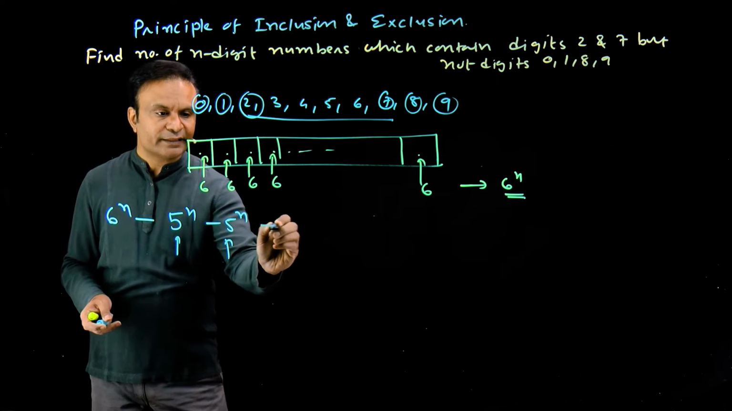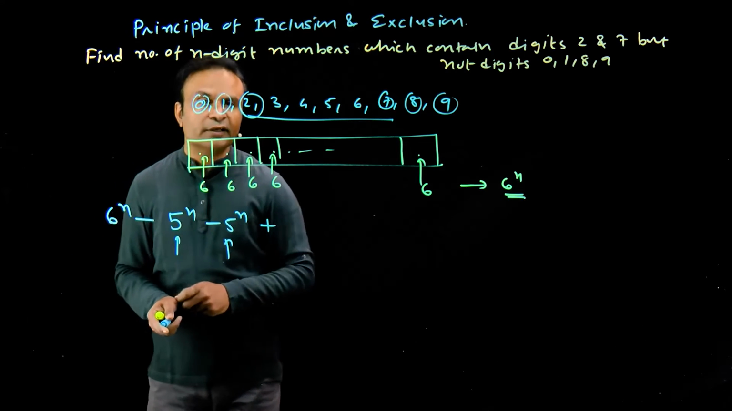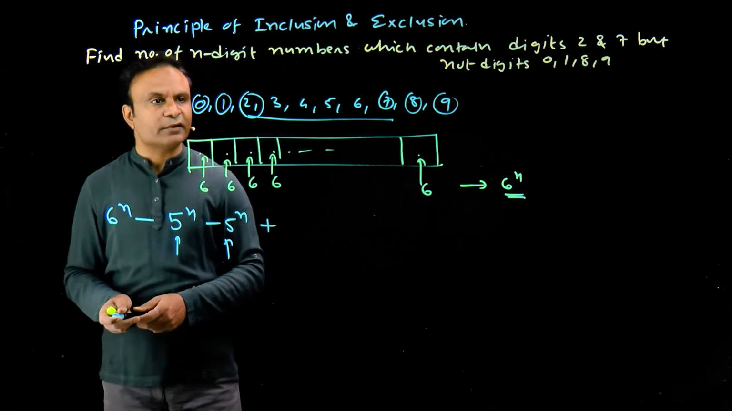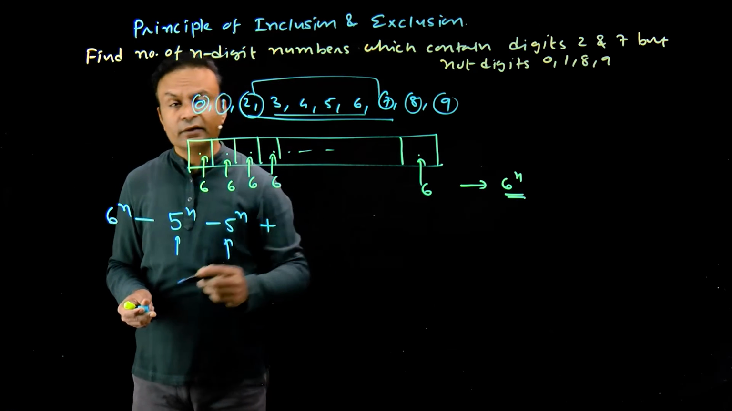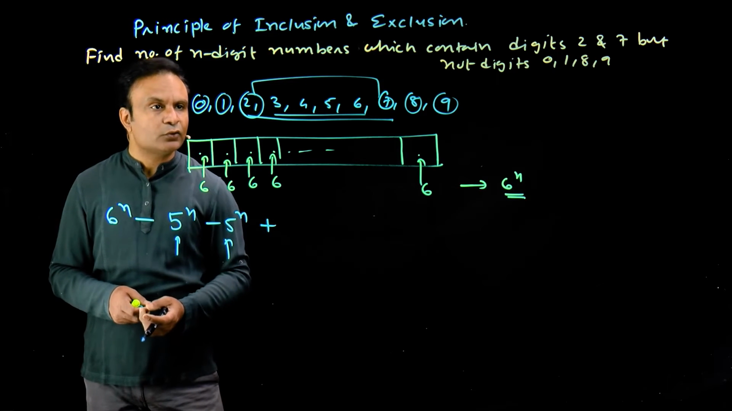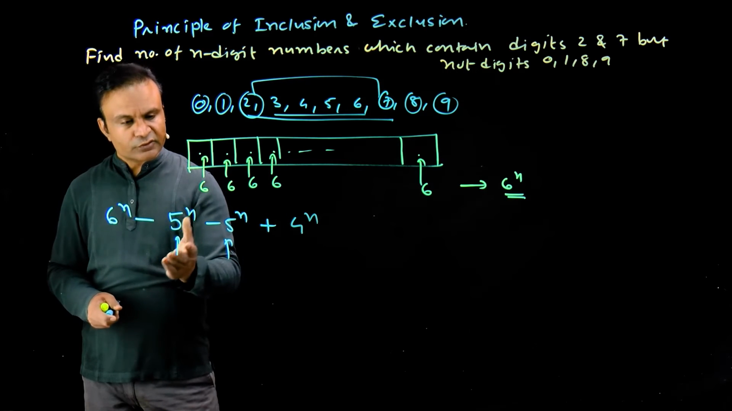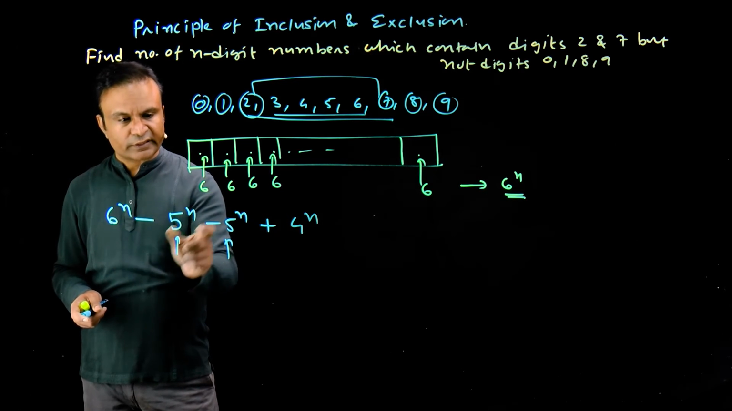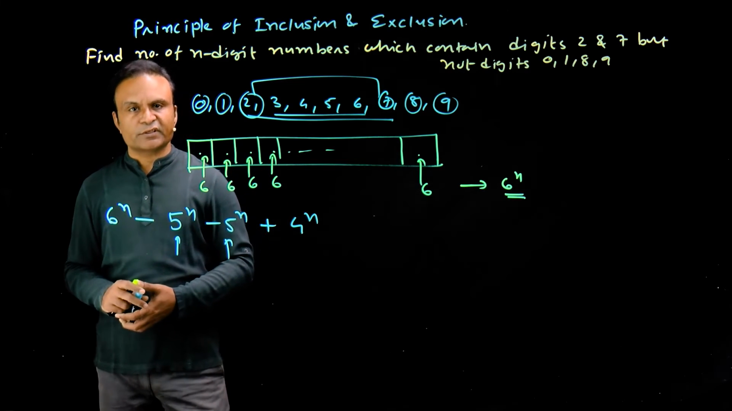So we will be adding the cases when number does not contain 2 and 7. So if I block 2 and 7 also, I am now left with only 4 digits. So numbers which do not contain 2 and 7 will be 4 power n. So here also we have principle of inclusion, then exclusion, and then inclusion. Let's take one more question.